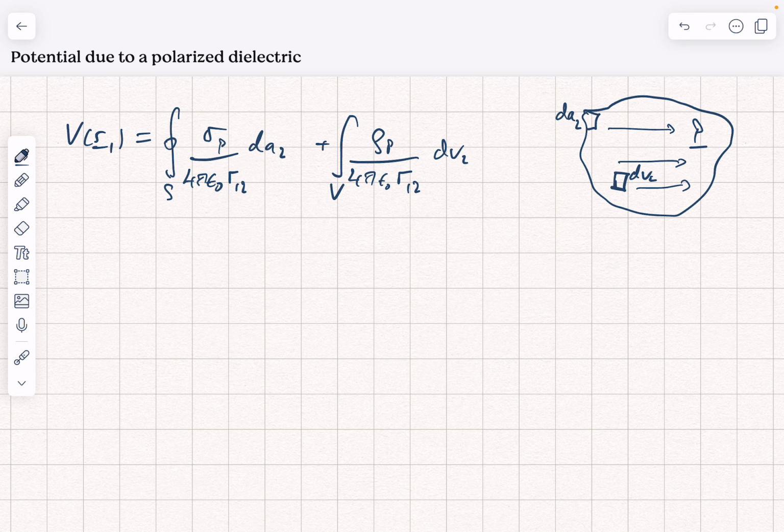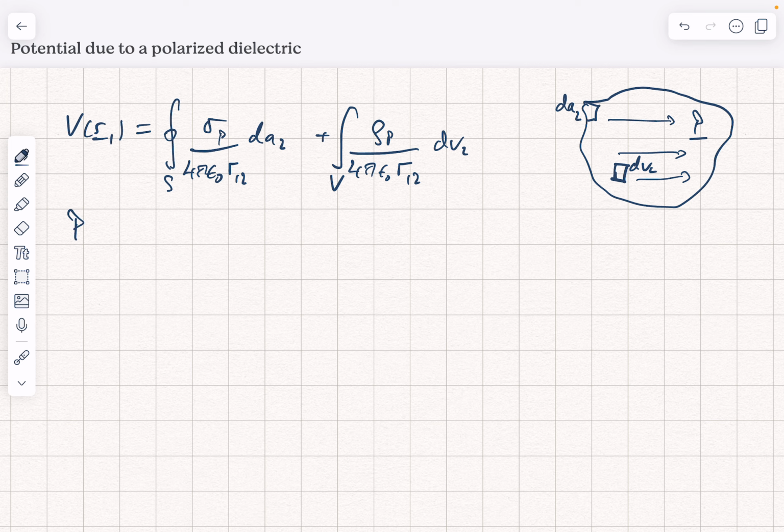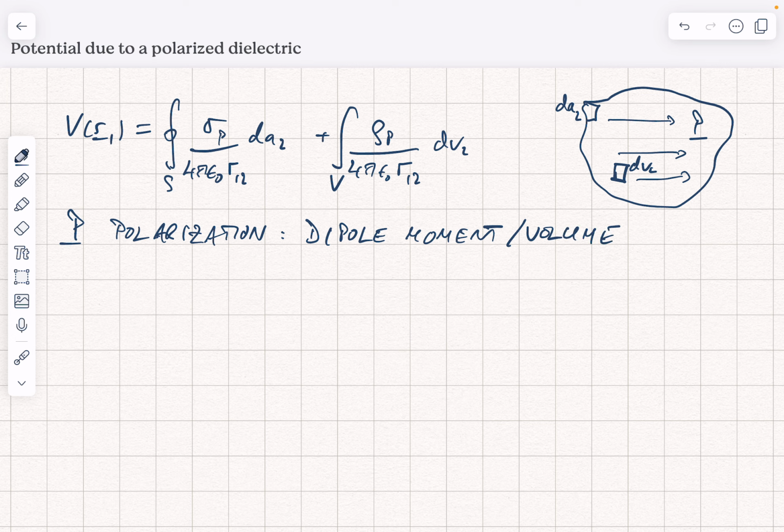Why does this happen? The first thing to do is just to note the definition of this capital P, the polarization, and it's defined as a dipole moment per unit volume. And physically what's happening is an electric field is applied to a dielectric material. That's an insulator of some kind. It could be glass, it could be plastic, it could even potentially be wood.